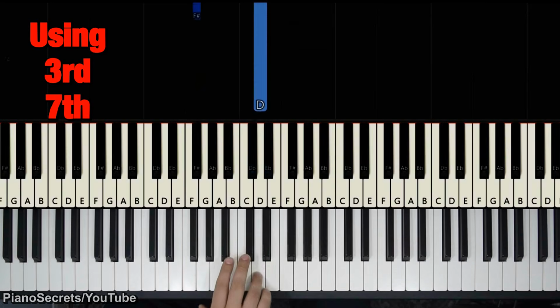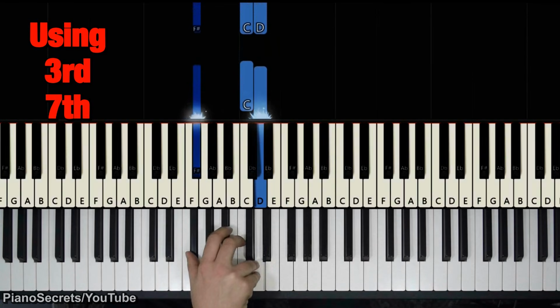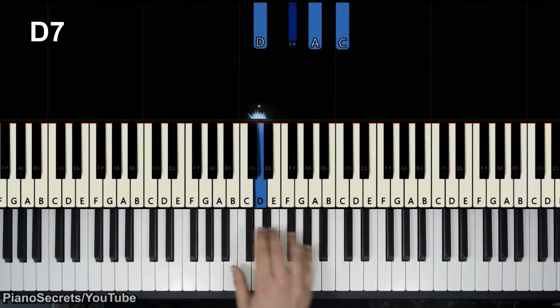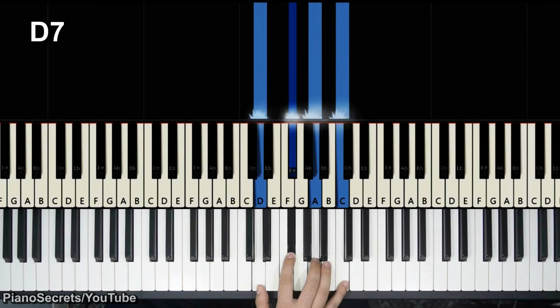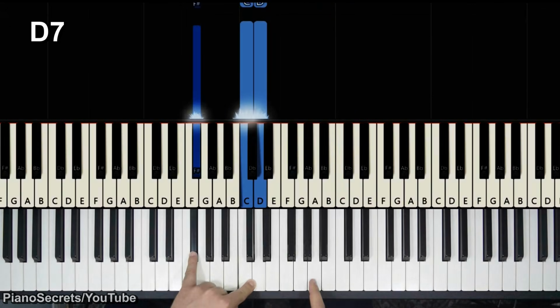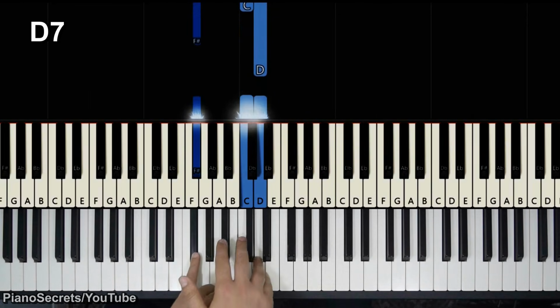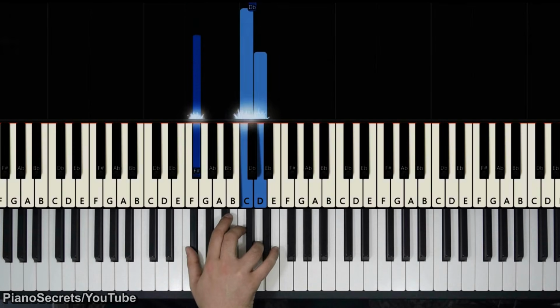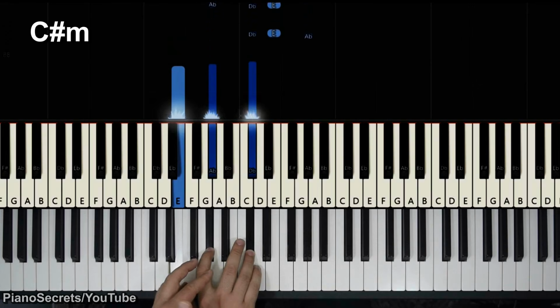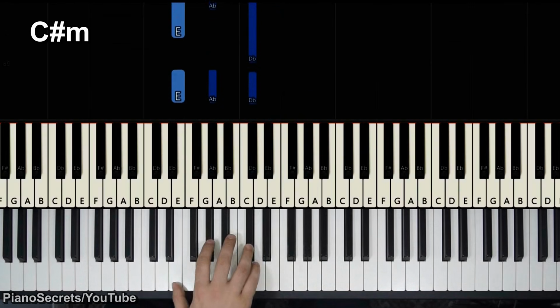okay? Now when we get to D here, we do this, and you can see that this is the inversion also of a D7 chord. The D is here, the C is here, and the F sharp is here. The A, he's going to put it on the left hand. So we have this now. And we move it also this way. And then afterwards we go to C, and we are back to the C sharp minor chord. Notice that that's inversion again.